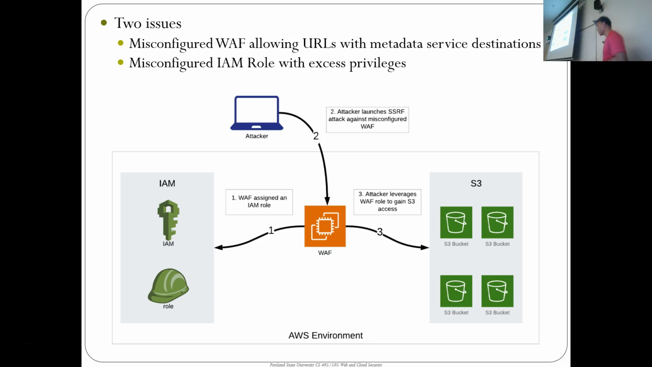The other one was that once the adversary was able to get to the metadata service, the credentials that were pulled out of it were over-provisioned. I don't know why you want a WAF to look at any of your storage buckets, but this thing was allowed to have access to all the storage buckets in the back end for Capital One. So two things combined made the solution worse than the initial problem.